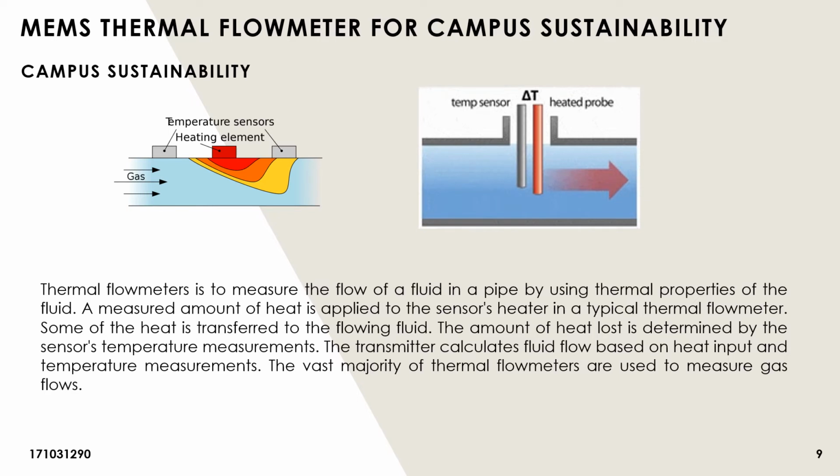MEMS thermal flow meter for campus sustainability. A thermal flow meter measures the flow of a fluid in a pipe by using thermal properties of the fluid. A measured amount of heat is applied to the sensor heater in a typical thermal flow meter. Some of the heat is transferred to the flowing fluid. The amount of heat loss is determined by the sensor temperature measurement. The transmitter calculates the fluid flow based on the heat input and the temperature measurement. The vast majority of thermal flow meters are used to measure gas flow.